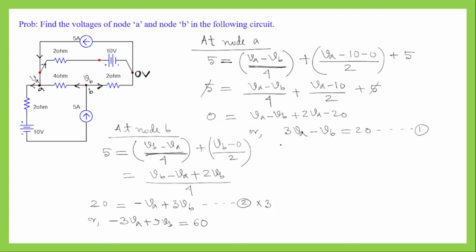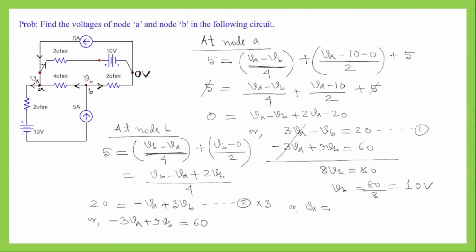So if we add these two equations, minus 3VA plus 9VB is equal to 60, so VB will be equal to 80 divided by 8, so it will be 10 volt. Now from the first equation, if we find out VA, VA will be 3VB minus 20. So VB itself is 10 volts, so it will be 30 minus 20, that means 10 volt.